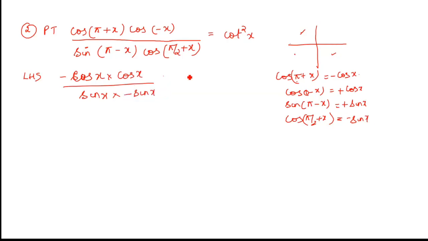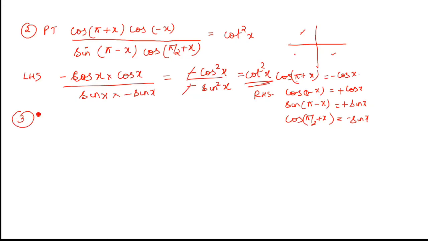So therefore you got minus cos square x divided by minus sin square x. Minus and minus cancels. So cos square by sin square is nothing but cot square x, as desired, the right hand side. Let us take one more question, third one.